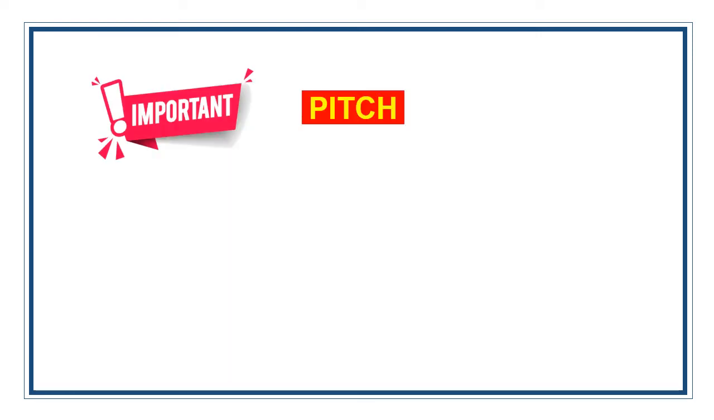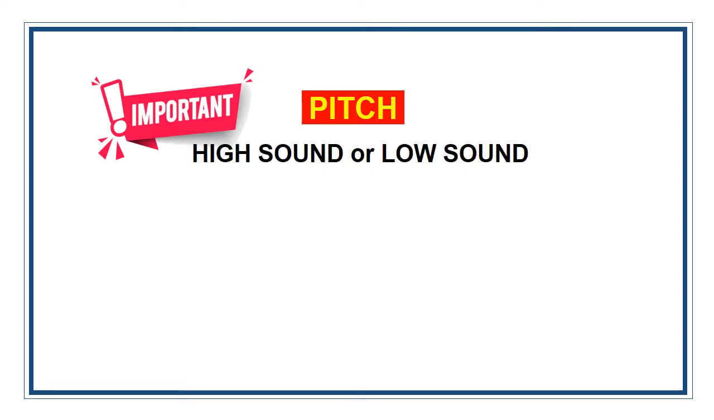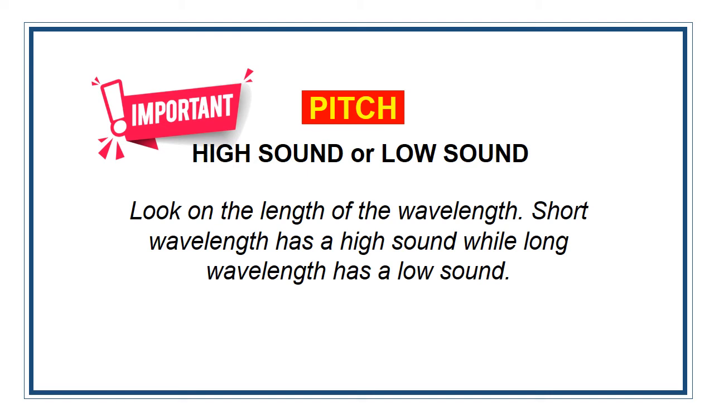Now remember, when we say pitch, we are talking about how high or how low the sound is. And in order for us to identify whether the given sound wave has a high sound or a low sound, you have to look at the length of the wavelength. The shorter the wavelength, the higher the sound. The longer the wavelength, the lower the sound.